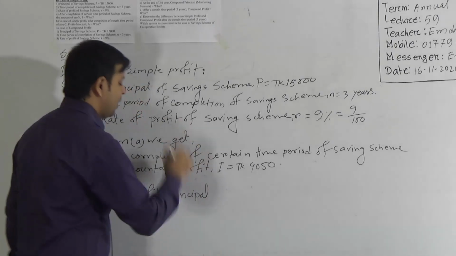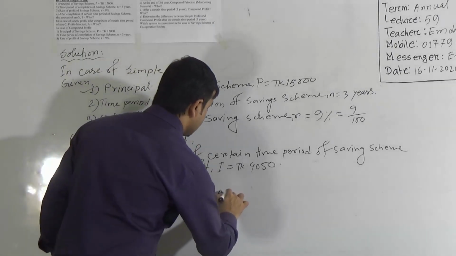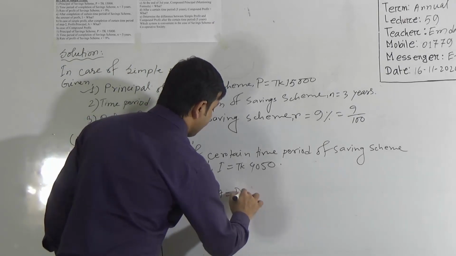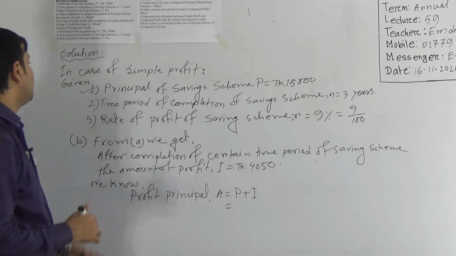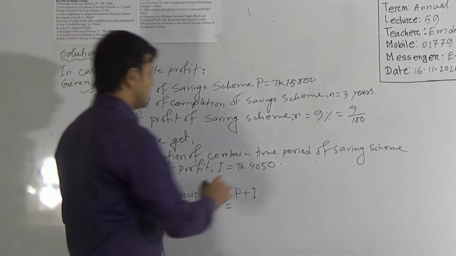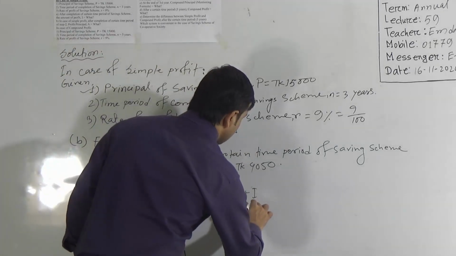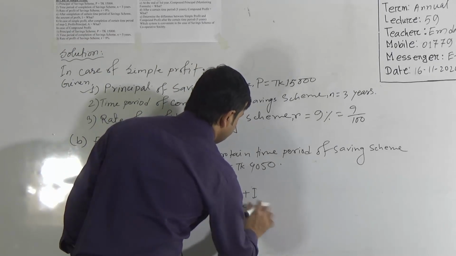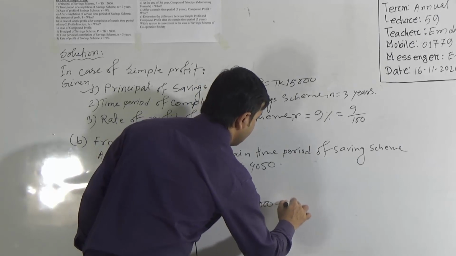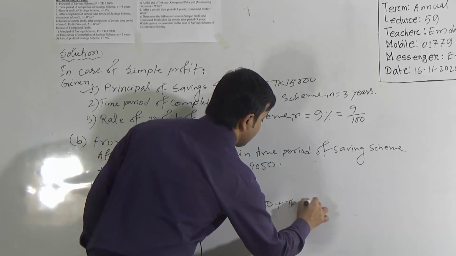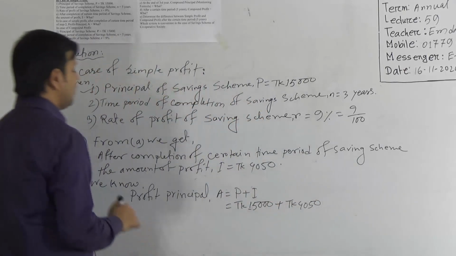Profit principal A equals P plus I. Dear students, you know the value of P from the given information, that is taka 15,000, and here the value of I is taka 4050. I have determined A.